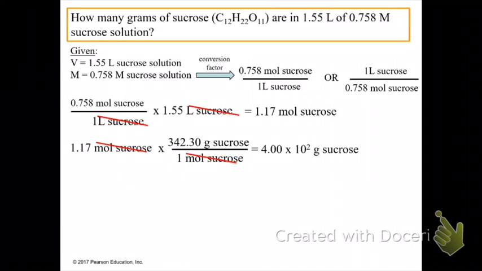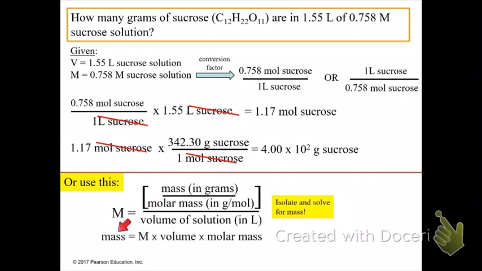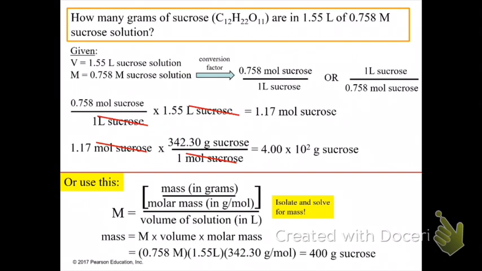So you can use this method, or you can use this formula that I provided earlier. So the concentration is equivalent to mass in grams divided by the molar mass, divided by the total volume of the solution. So all you have to do now is use simple algebra to isolate the mass in grams from this equation. So all you have to do is multiply both sides by the volume, and then multiply both sides again by the molar mass to isolate mass in grams by itself. So you would get this equation shown here: mass is the concentration times the volume times the molar mass. So concentration is 0.758 times the volume, which is 1.55, multiplied by 342.3 grams per mole. And that will give you the same value, which is 400 grams of sucrose.